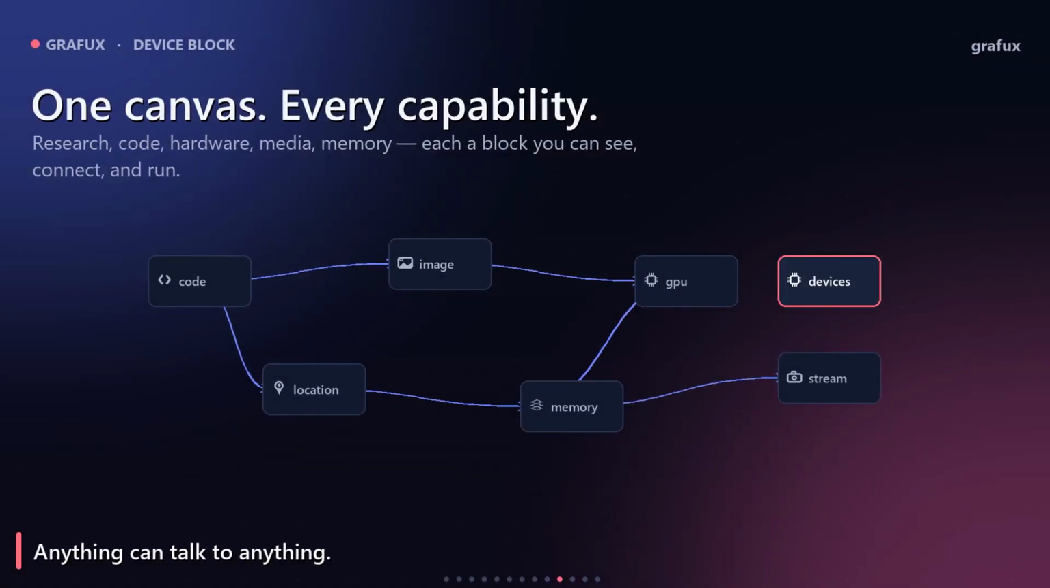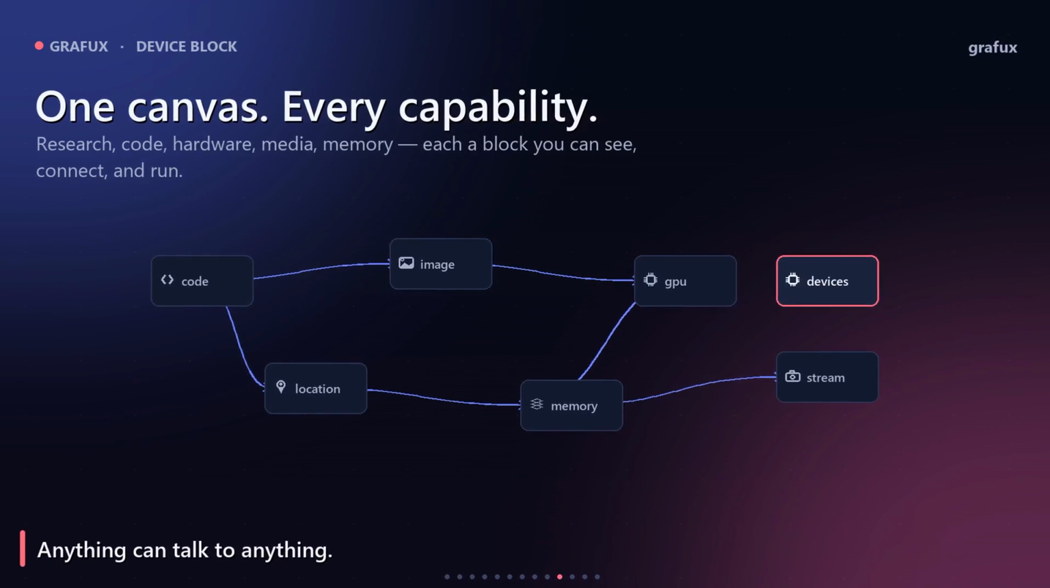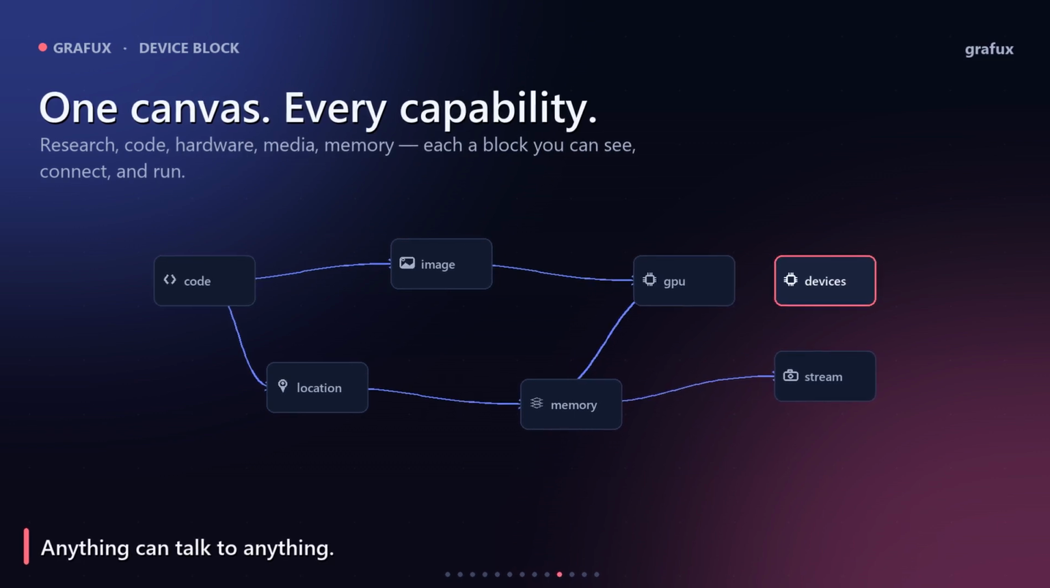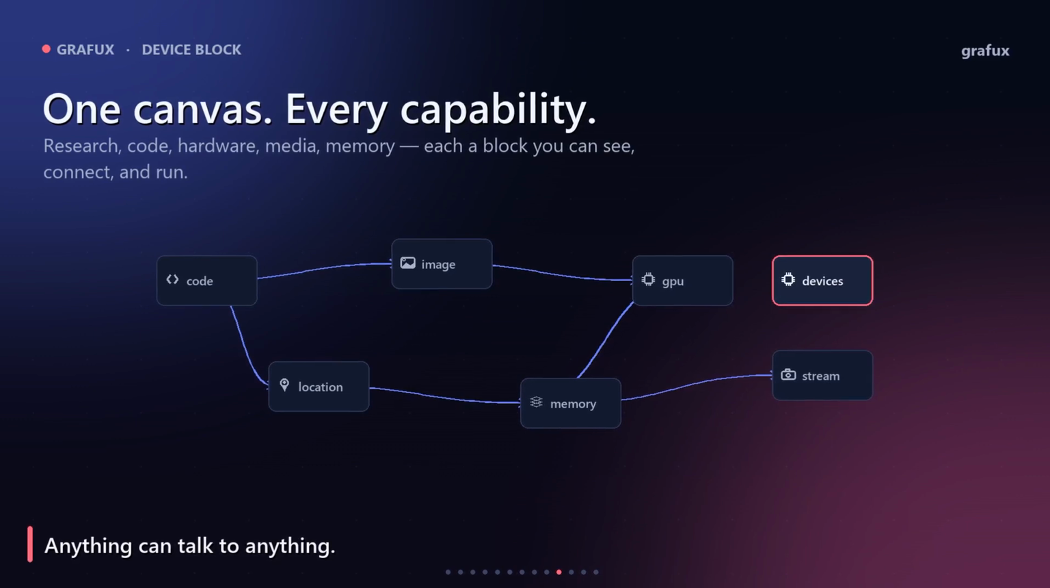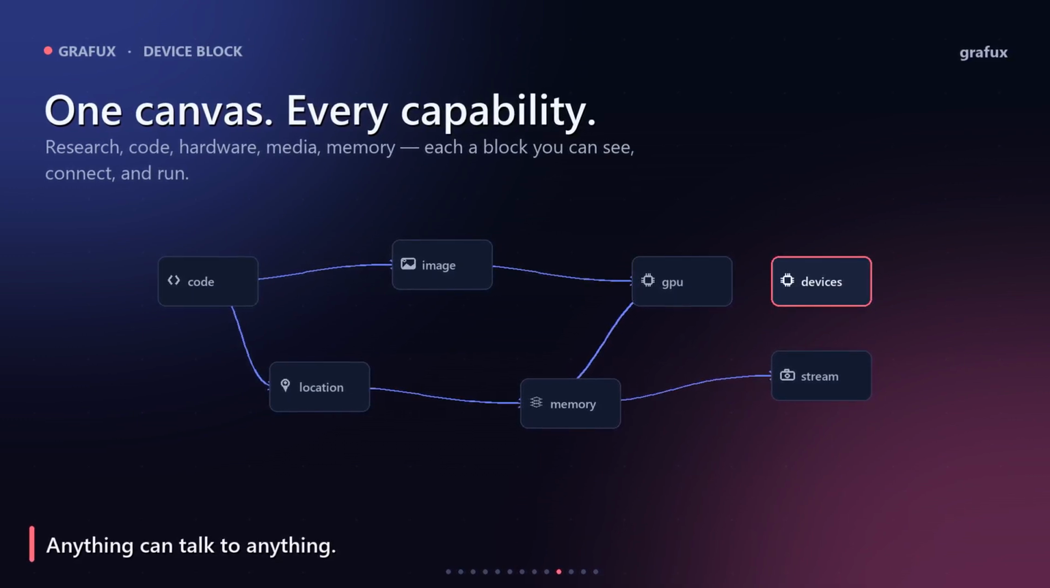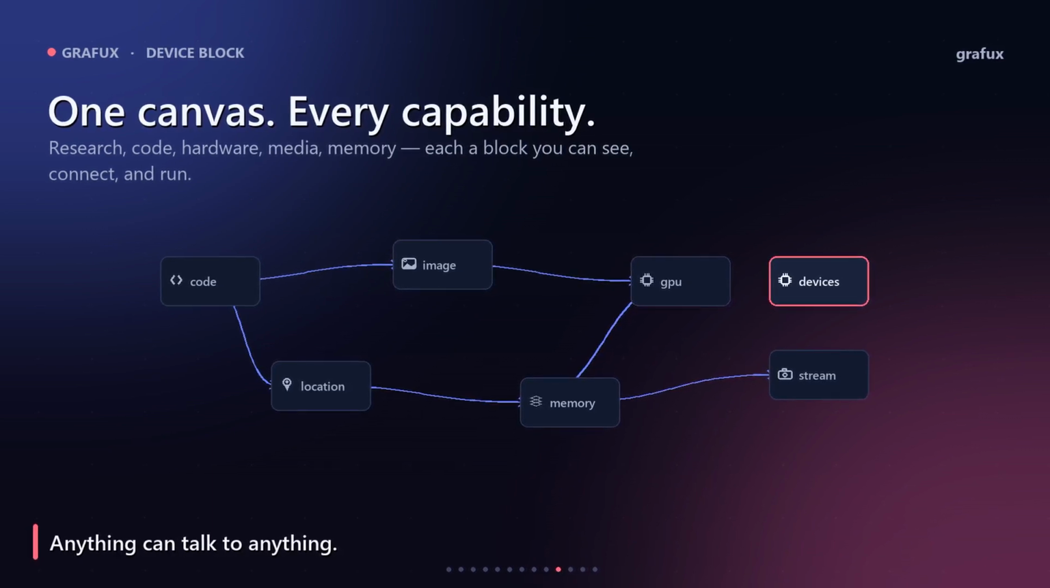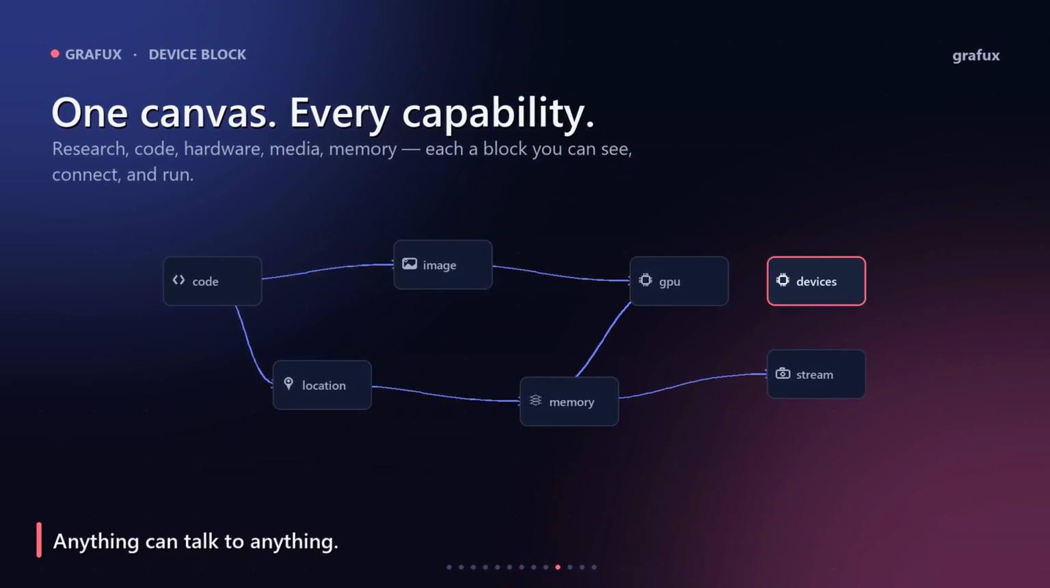And that's the real idea behind Grafux. Every capability you can imagine, research, code, hardware, media, memory, becomes a block you can see, connect, and run. The device block is just one piece of a canvas where anything can talk to anything. No glue code, no context switching. Just build. Start with a single block today, and grow it into whatever you can dream up tomorrow.